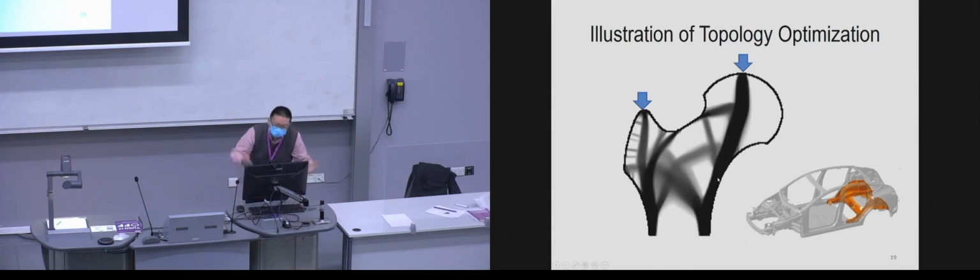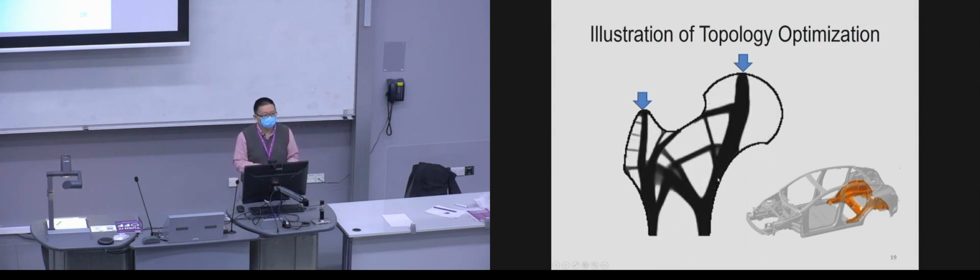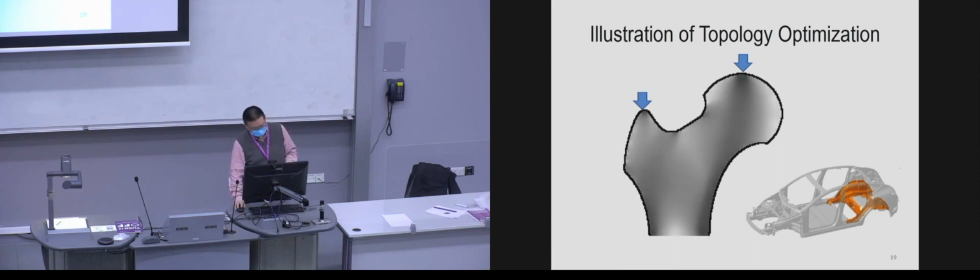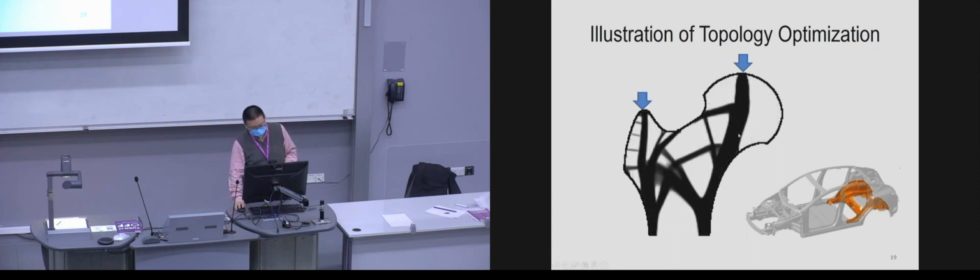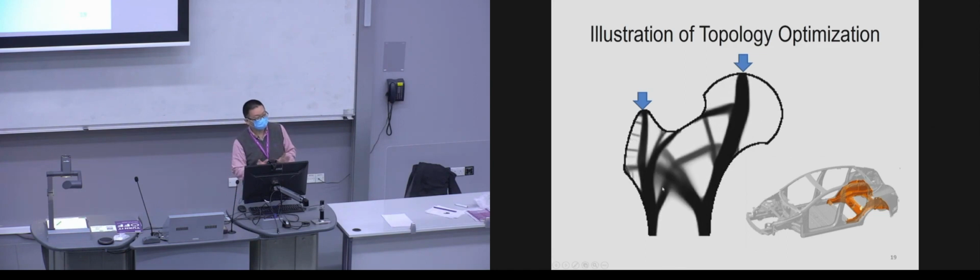So now you can see, here shows another example. If you're applying two loads on the implant, which is going to be 3D printed and put inside a human being, like a man-made joint, a hip joint, and then this is lightweight. And then here shows where those materials should be kept if you're trying to reduce the weight.